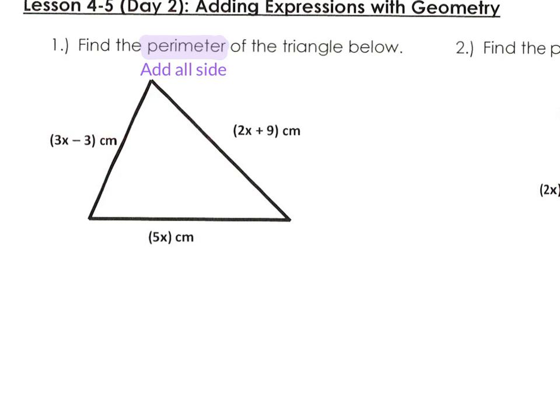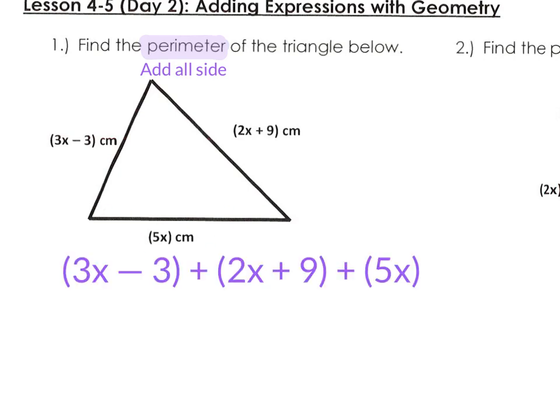To start off, I'm just going to write it exactly how I see it. So I have the 3x minus 3 here, plus the 2x plus 9 here, and then the 5x here. So that looks like this. And you can see I use parentheses. So I have a parenthesis, 3x minus 3, close my parentheses, plus parenthesis 2x plus 9, close my parentheses, plus parentheses 5x, close my parentheses.